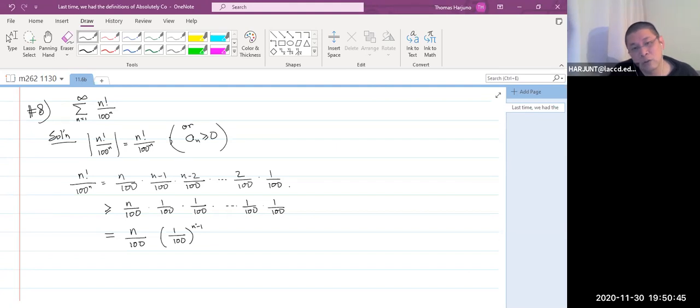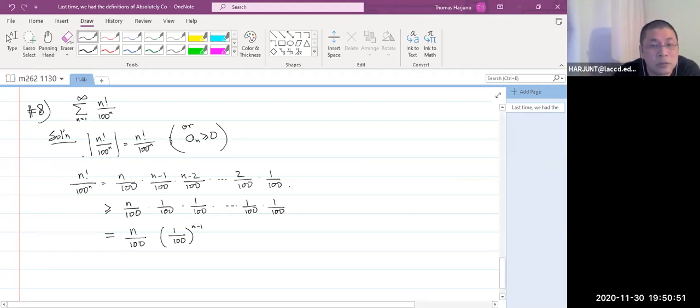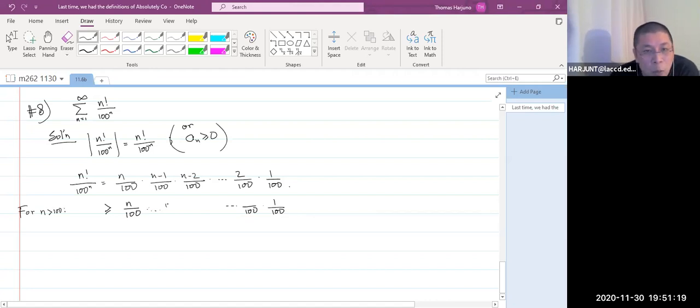Actually, I don't want to do it that way. I want to do it this way. I want to say that for n greater than 100, you will eventually have 100 over 100 times 99 over 100, and so on and so forth down to this. Do you agree?